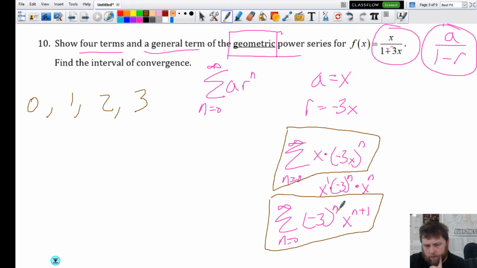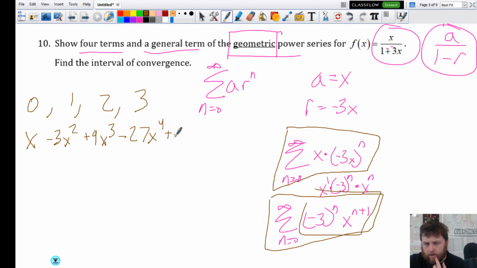N equals 0. This is going to be negative 3 to 0, so 1 times x. So this will be just x. And the next one's going to be negative 3 times x squared, so minus 3x squared. Next one, negative 3 squared, it'll be positive 9, so it'll be plus 9x cubed, we're adding 1. And follow the pattern, it'll be minus 27x to the 4th. Where my generic term, again, would be this thing, so I could say plus dot dot dot plus negative 3 to the n times x to the n plus 1.